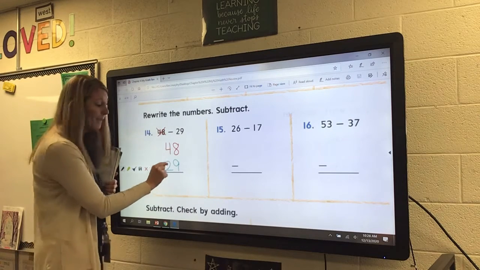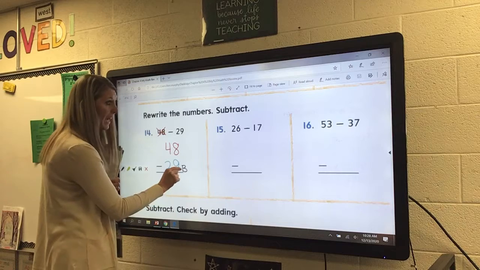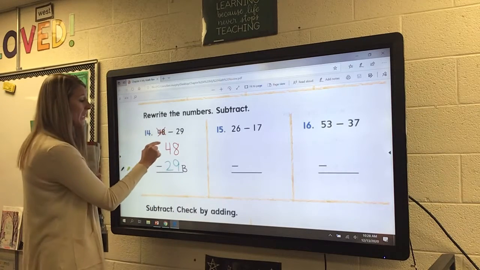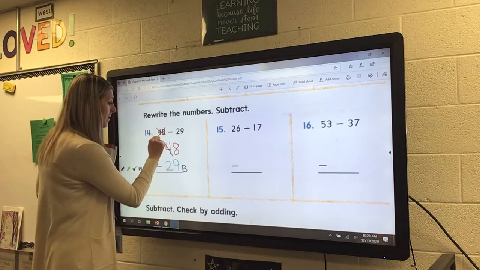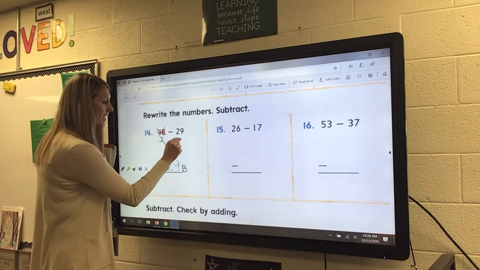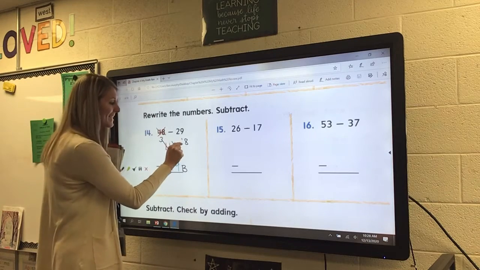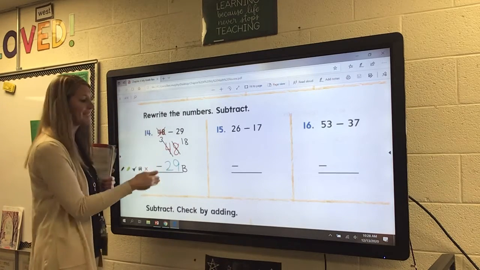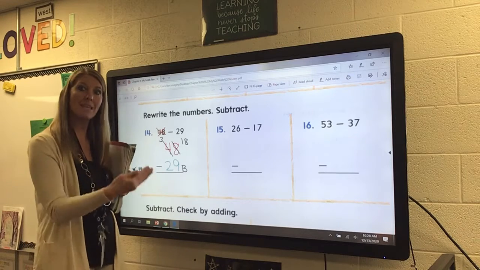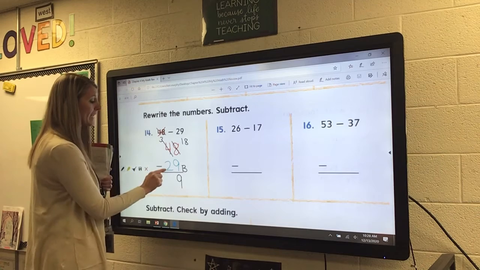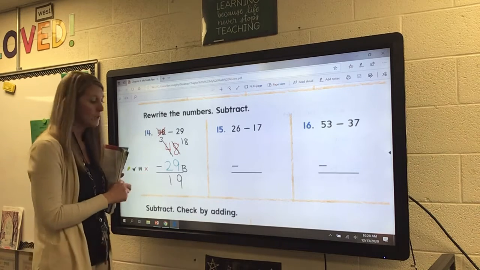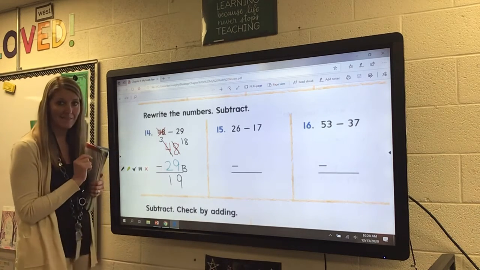8 minus 9, bigger bottom, better borrow. So I'm going to go up here and borrow from the 4. The 4, take 1 away, becomes 3. And then I'm going to move that 10 over here so that 8 now becomes an 18. 18 minus 9, I know that because 9 plus 9 is 18. So 18 minus 9 is 9. 3 minus 2 is 1. So my difference is 19.